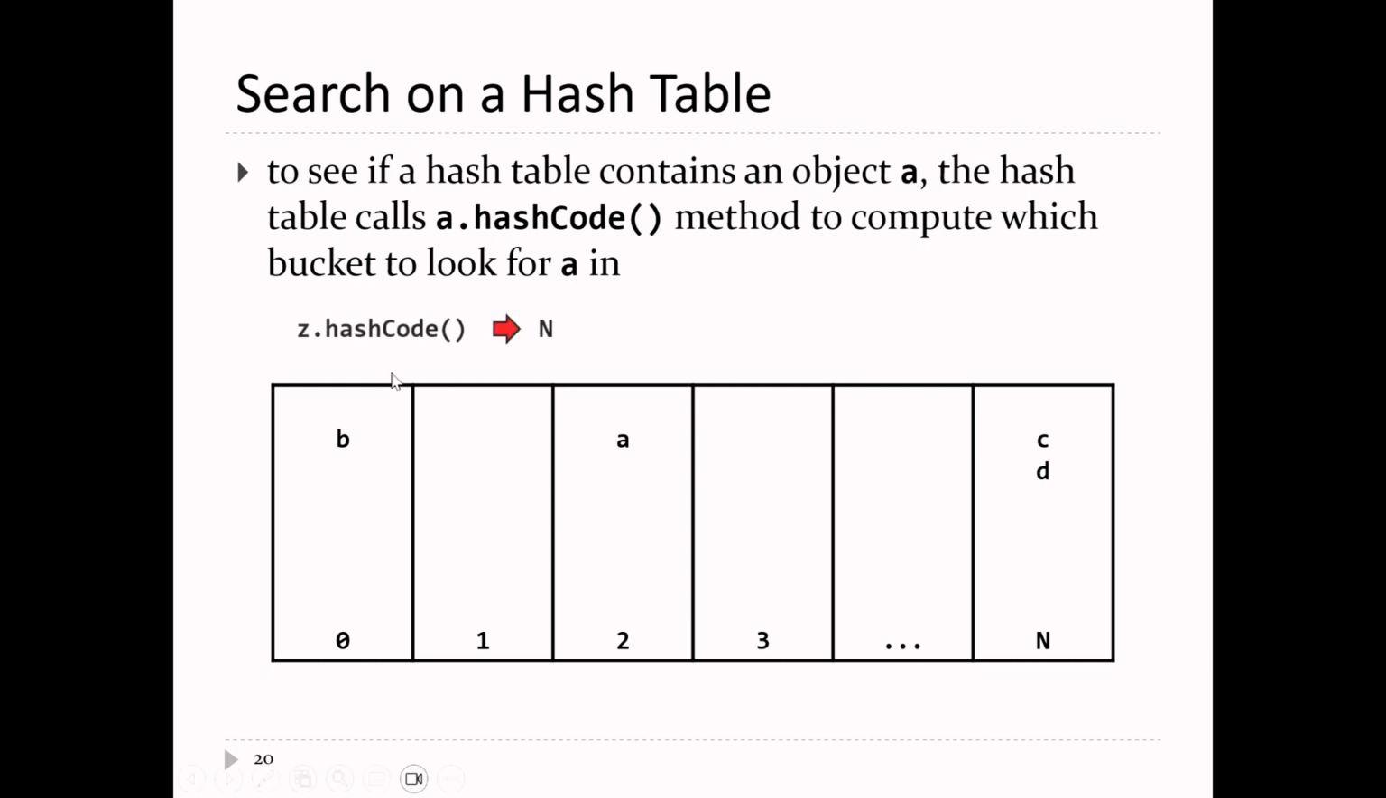What about Z? When we search for object Z, the hash table asks for its hash code, maps that value to the number n, and goes to the last bucket and compares all the elements in that bucket. Is Z equal to C? The answer is no. Is Z equal to D? The answer is no. Therefore, Z is not in the hash table.